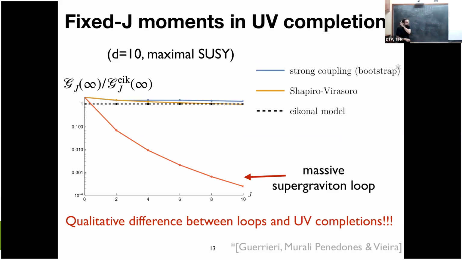And when you say eikonal model, you just mean summing ladder diagrams of just the gravitons? Exactly. And it's even simpler than that. You say that S is a function of s and b, S equals exp of i times a phase.